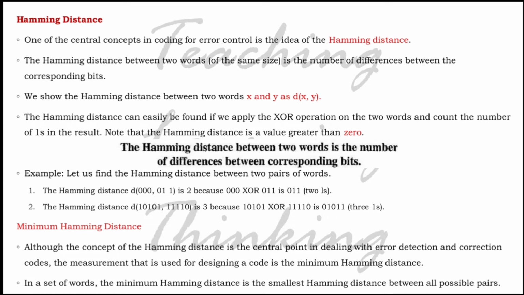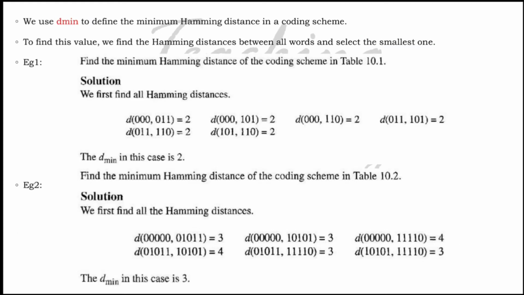Although the concept of Hamming distance is the central point of dealing with error correction and error detection, the measurement that is used for designing a code is the minimum Hamming distance. In a set of words, the minimum Hamming distance is the smallest Hamming distance between all possible pairs. We use dmin to define the minimum Hamming distance in a coding scheme. To find the value, we find the Hamming distance between all words and select the smallest one.